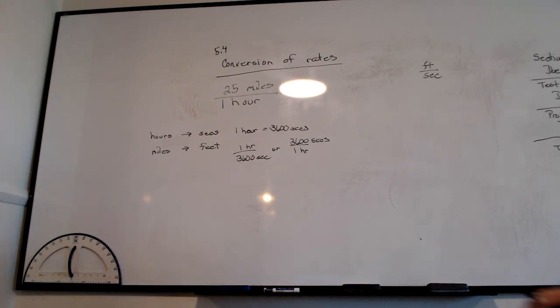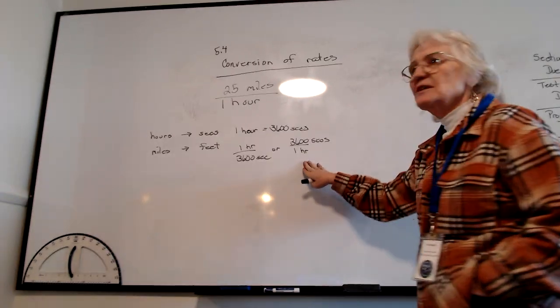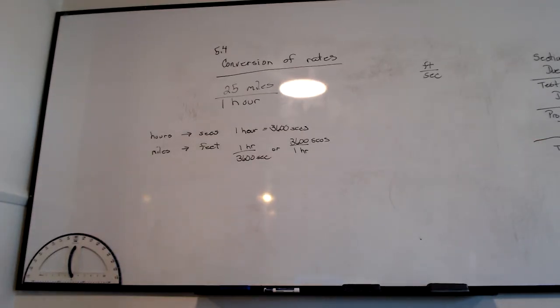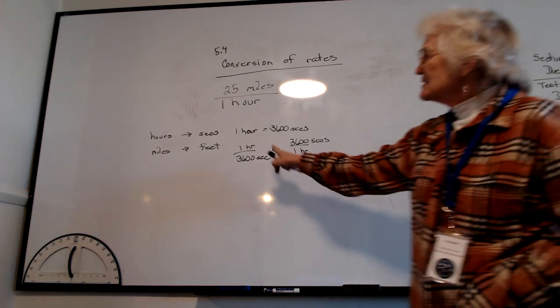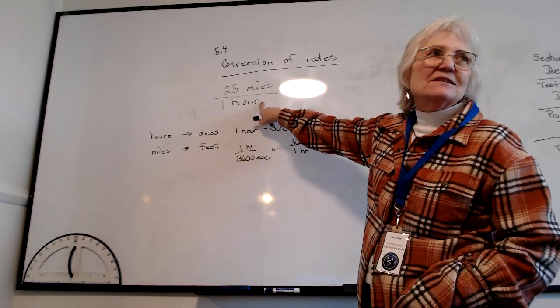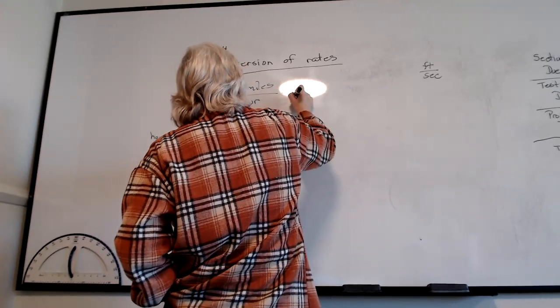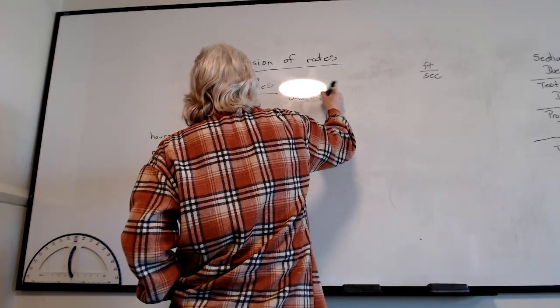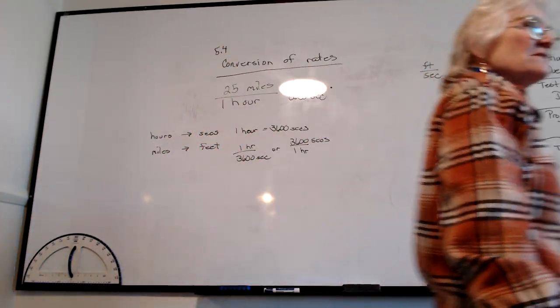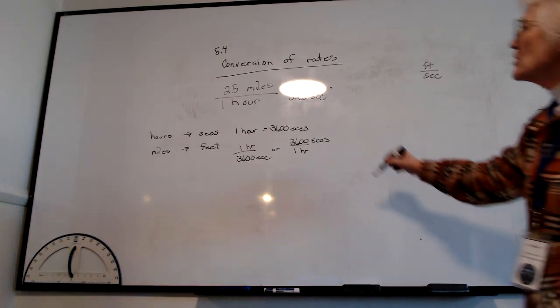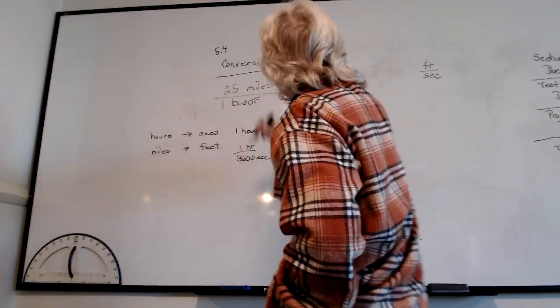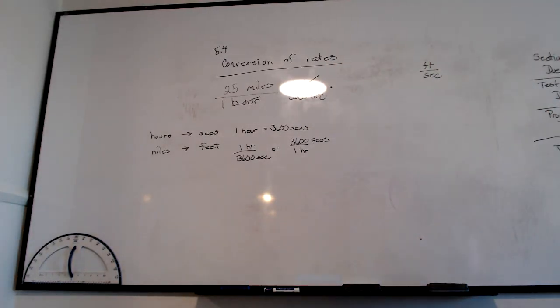Do I want to use this one here or this one here so my hours cancel? Yeah, the first one. Why? Because then the hours cancel each other. The hour here is in the numerator, here it's in the denominator. So we're going to multiply this by 1 hour over 3,600 seconds. The hour goes away. Now I have miles per second.